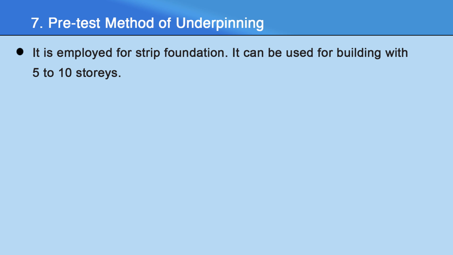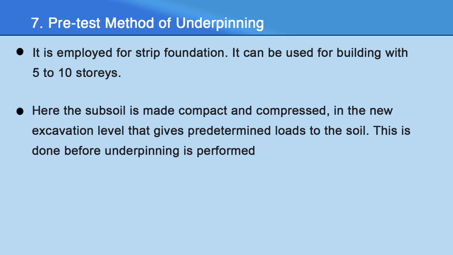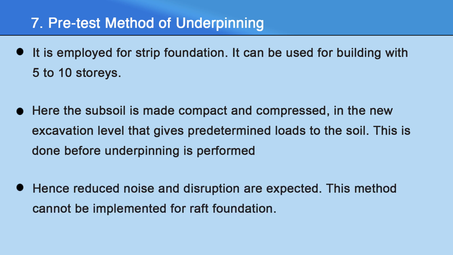Another method, that is the pre-placed method of underpinning. It is employed for strip foundations. It can be used for a building of 5 to 10 stories. Here, the subsoil is made compact and compressed at the new excavation level, which gives the predetermined loads to the soil. This is done before underpinning is performed. Hence, it reduces the noise and disruption that is expected. This method cannot be implemented for raft foundations.